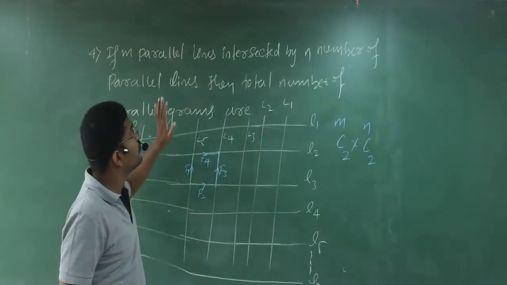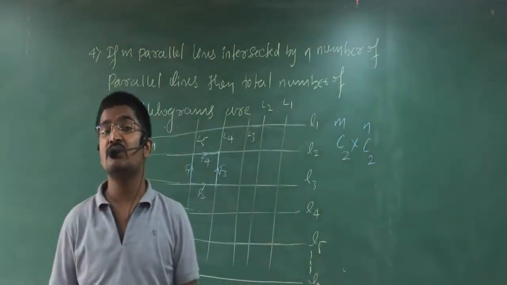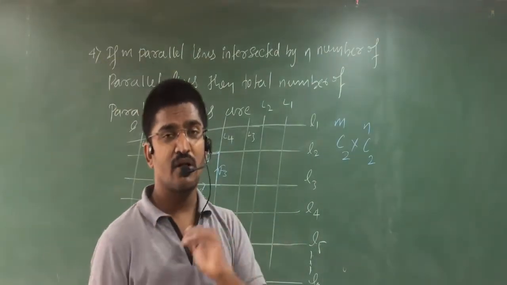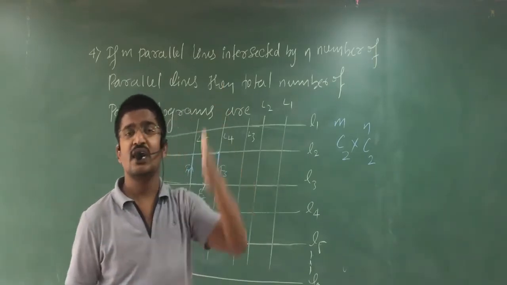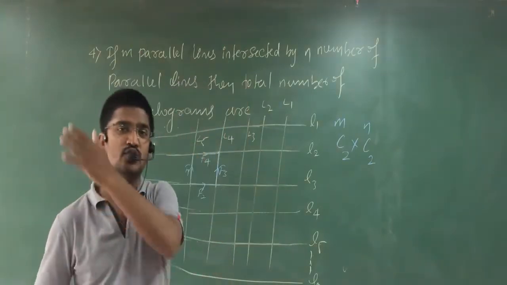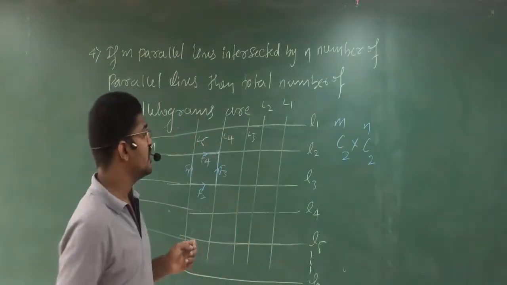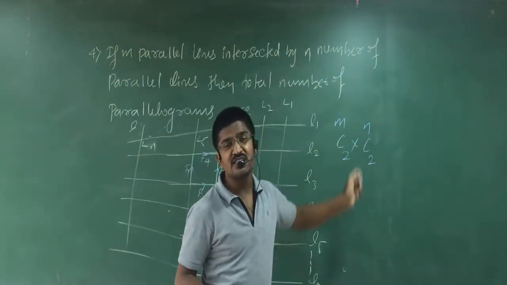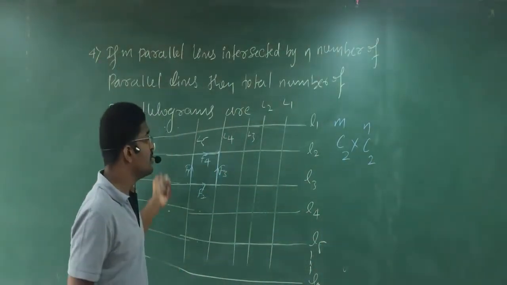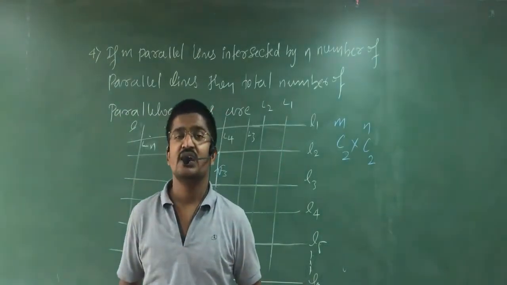the number of parallelograms that can be made from m number of parallel lines which intersect with n number of parallel lines. Have you got my point? From horizontal I choose 2, from vertical I choose 2. So therefore MC2 multiplied with NC2 gives me the total number of parallelograms which can be formed from all these lines.